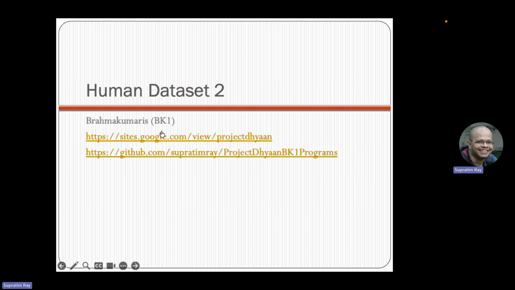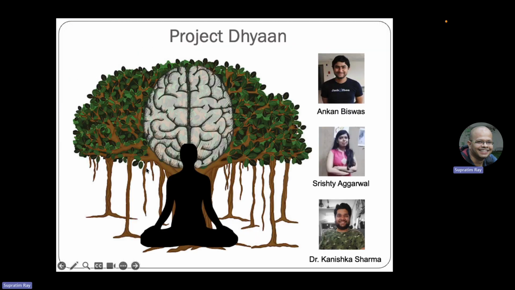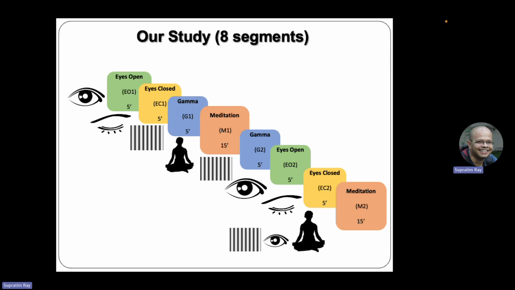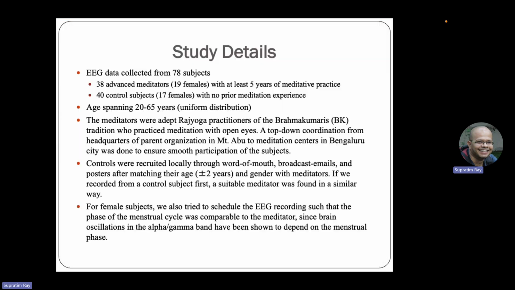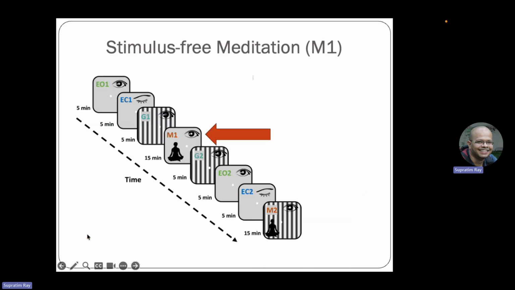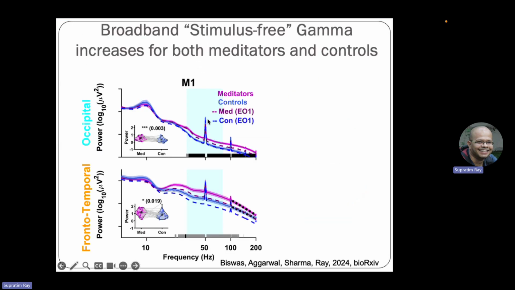Then we talked about the actual meditation data set on which you will work. The codes are all here, and we looked at some results. It's a proper result, where we saw that when the eyes are open, meditators have more power than controls, even when they are not meditating. And this is in occipital and frontotemporal groups. And when they meditate, the power shifts up further.